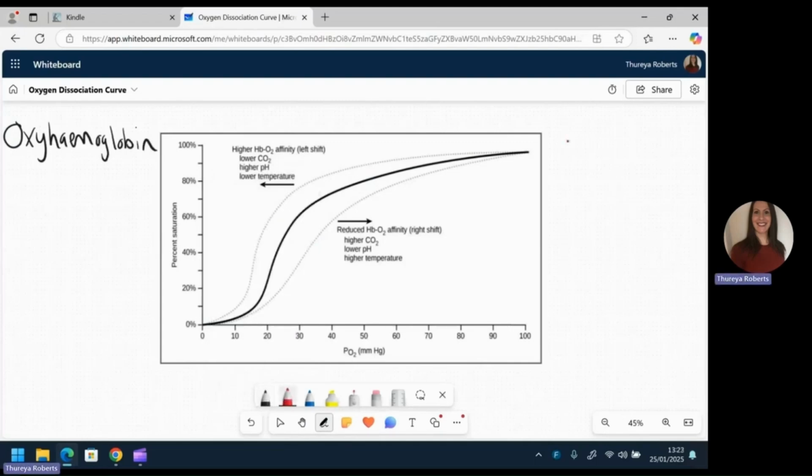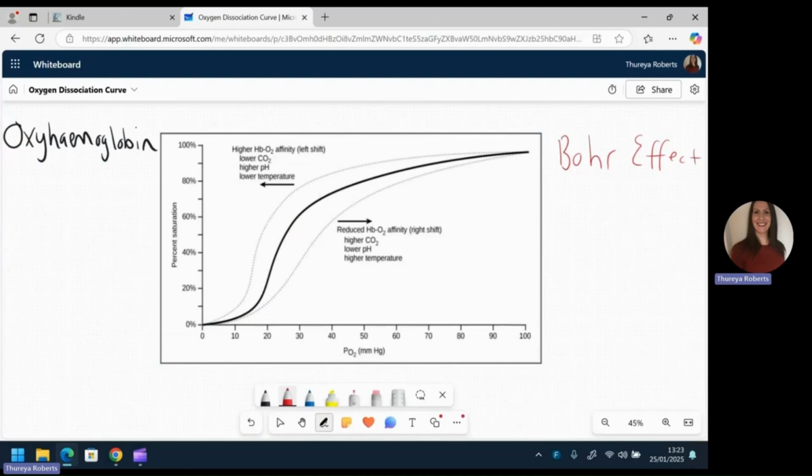Now we're going to talk about the Bohr effect. It's B-O-H-R, the Bohr effect. It's named after a scientist who discovered that in high carbon dioxide conditions, or low pH levels, which would be an acidic environment, it causes haemoglobin to release oxygen more readily. And this causes the graph to shift to the right.